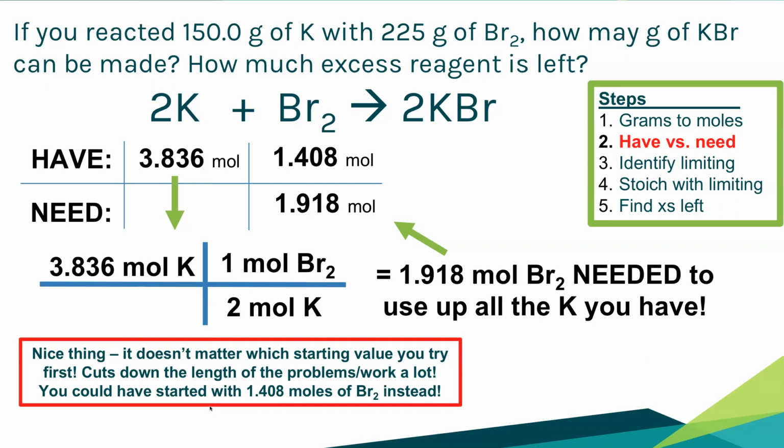The nice thing about this, as I said before, is that it doesn't matter which starting value you try first. You could have just started with 1.408 moles of bromine instead, and solved for how much potassium you need, and compared them. If you have more than you need, it's in excess. If you have less than you need, it is going to be limiting. Questions so far?